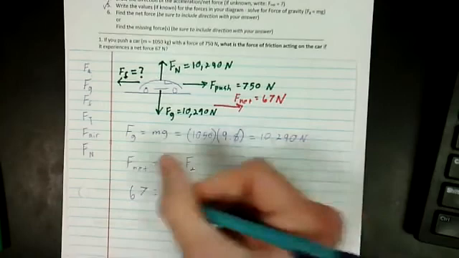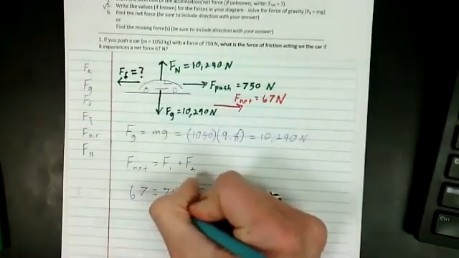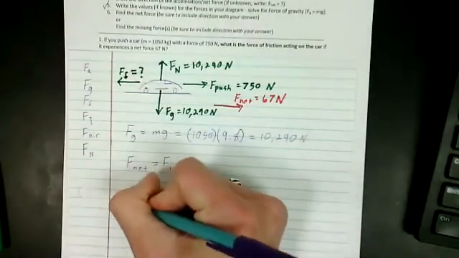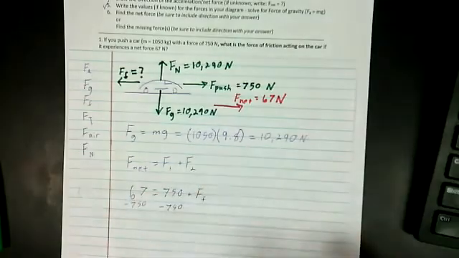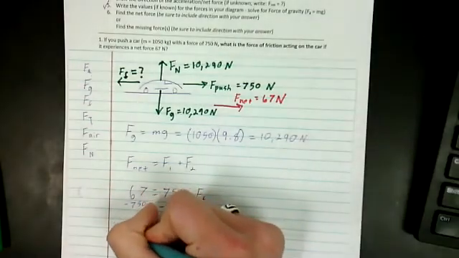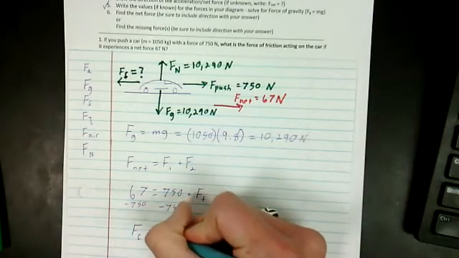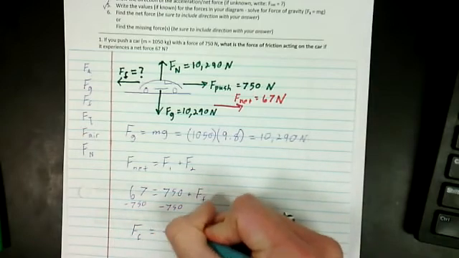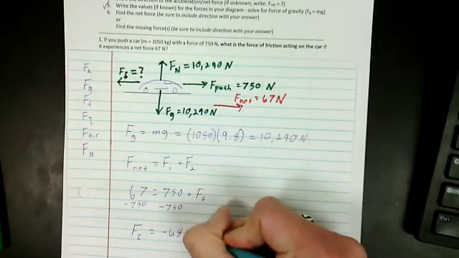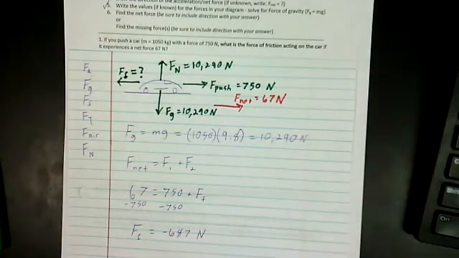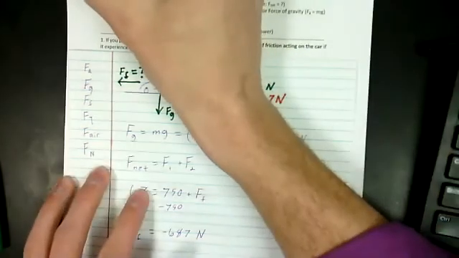So to get friction by itself, I'm going to subtract 750 from both sides. And when I do, I get my force of friction equal to negative 687 newtons. And there you go. Last step, done.